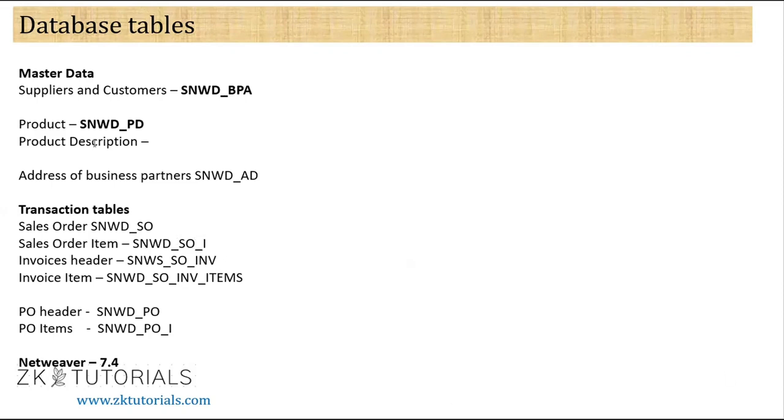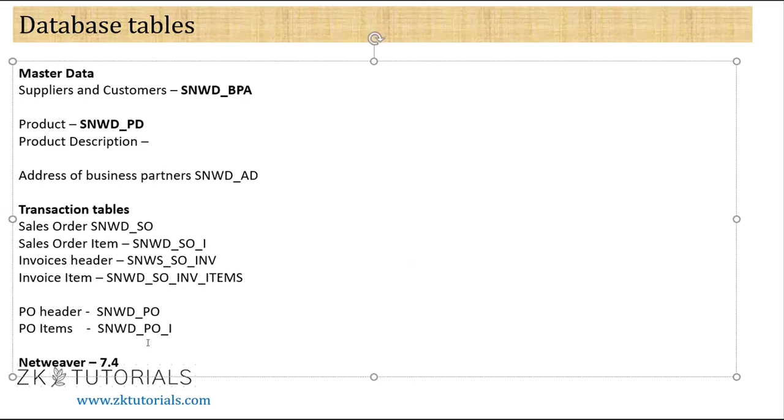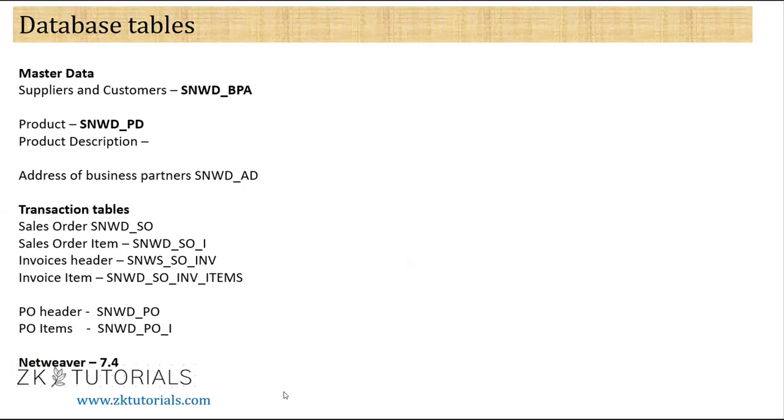Guys, have you tried these tables in your system by going to SE11, and have you seen these tables? These tables are available in our system as long as our system is 7.4 or above. Is this clear? Have you also tried the PO tables, SNWD_PO and SNWD_PO_I? These are the demo tables provided to us from the SAP system. Hope this is clear to you.